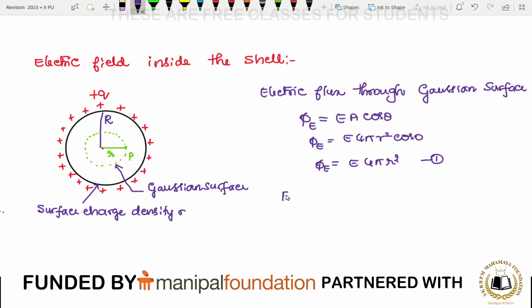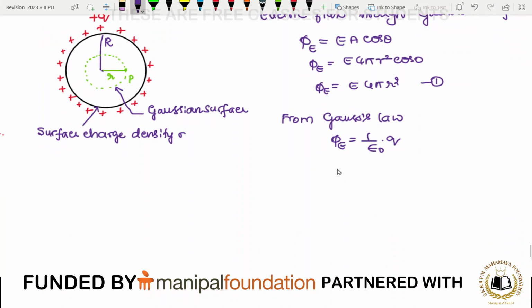Same as earlier. Next, from Gauss law, we get phi E equal to 1 by epsilon naught times Q. So phi E is equal to 1 by epsilon naught times Q. The value of Q is how much? 0. So the answer becomes 0. Why is Q 0? Because there is no charge present inside this sphere. Therefore flux becomes 0.